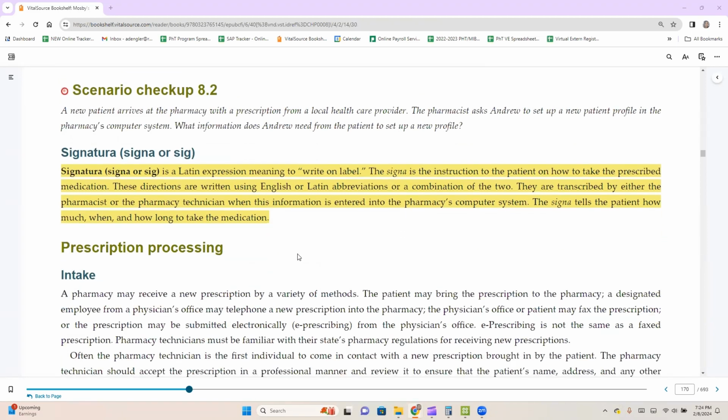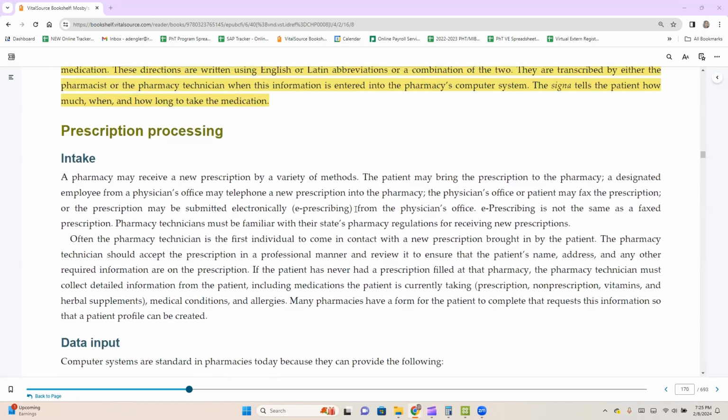The SIG is a Latin expression meaning to write on label. The signa is the instruction to the patient on how to take the prescribed medication. These directions are written using English or Latin abbreviations or a combination of the two. They are transcribed by either the pharmacist or technician when this information is entered into the pharmacy's computer system. This tells the patient how much, how long, and when to take the medications. We must remember and assume that the patient has no medical background, so we want everything to be clearly spelled out on the prescription label.